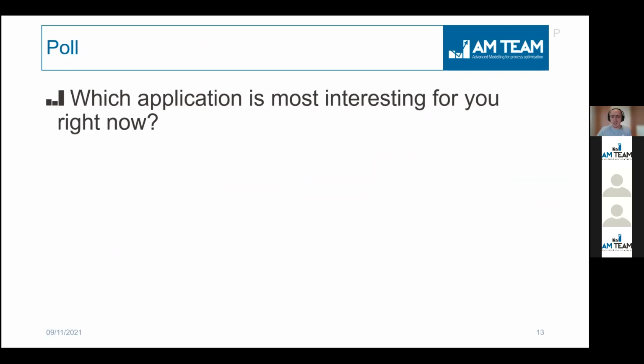Now we've seen these three types of applications. It's time for a poll. I see it already appearing on my screen. So indeed, which application is most interesting for you right now? We are very curious. We don't see the results yet.